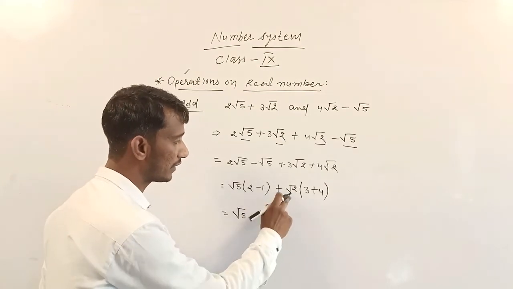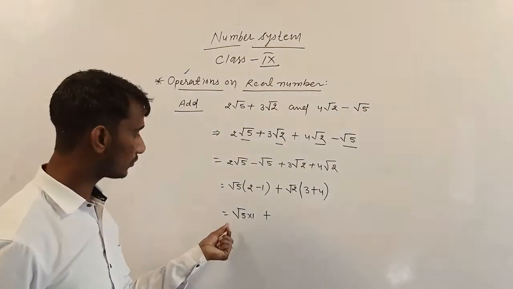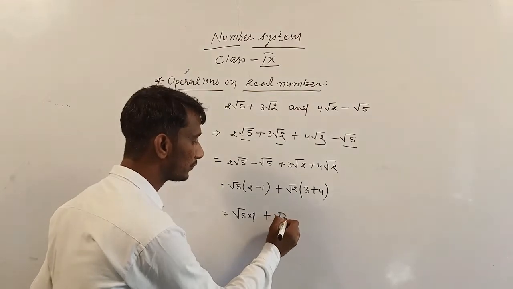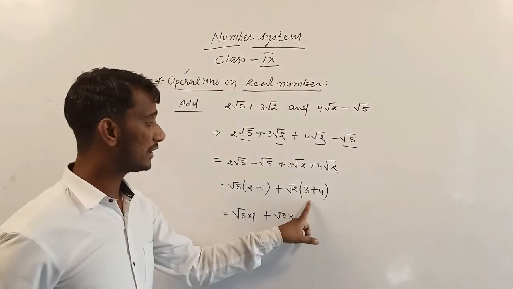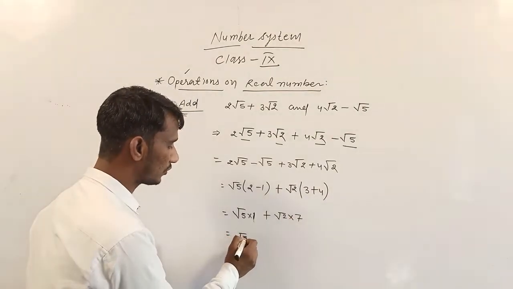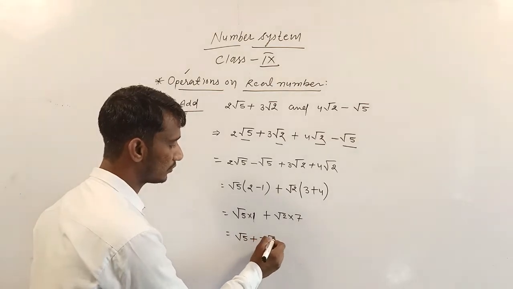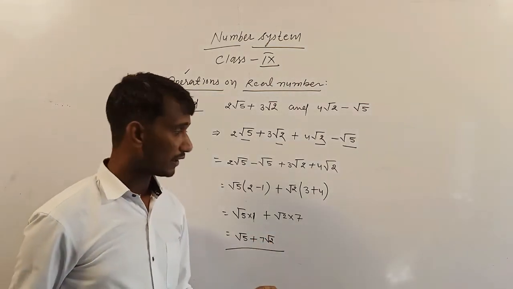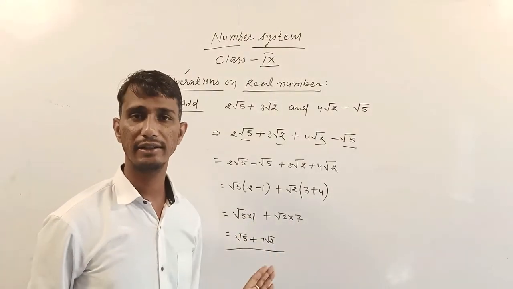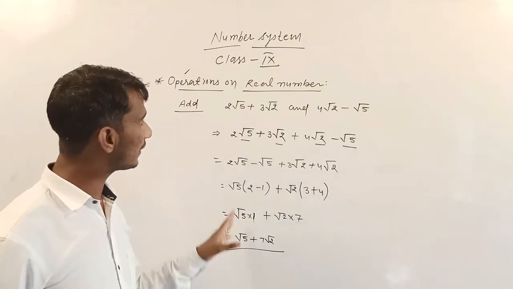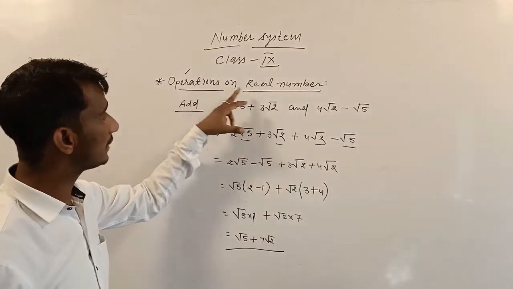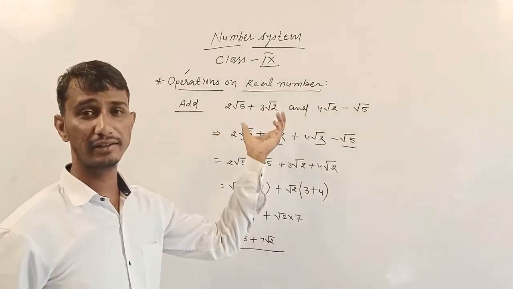Now choose the next term. Write root 5 into 1. Next, root 2 multiplied by 3 plus 4. 3 plus 4 means 7. So our answer is root 5 plus 7 root 2. One more thing, how to write a real number: first you write the rational number, after that you write the irrational number. In this way you can write a real number. So in this way you can add real numbers, that is, rational and irrational.